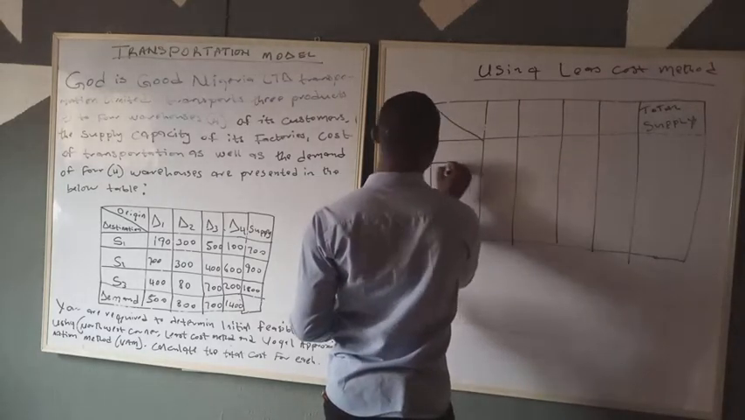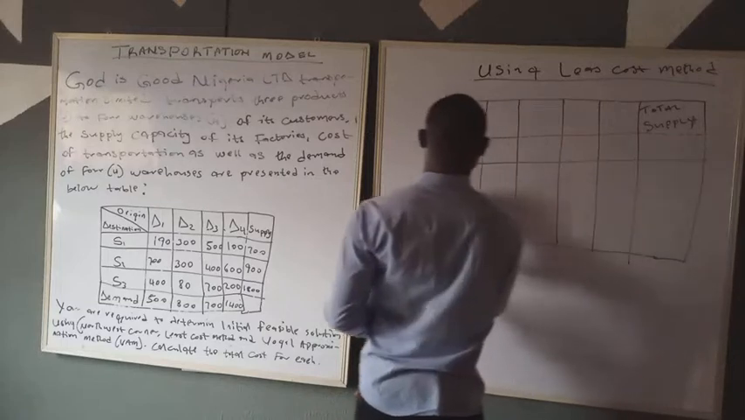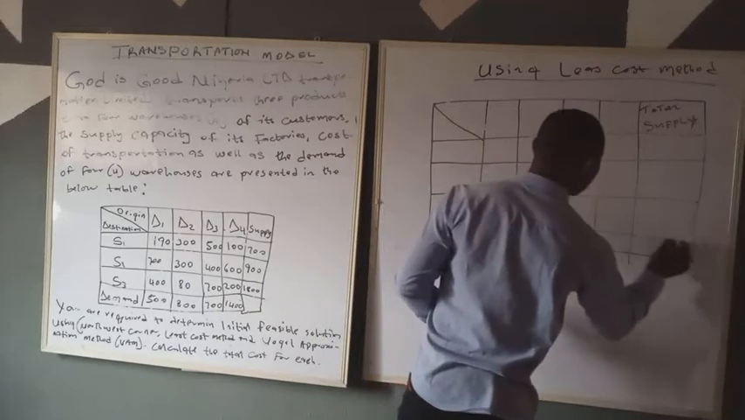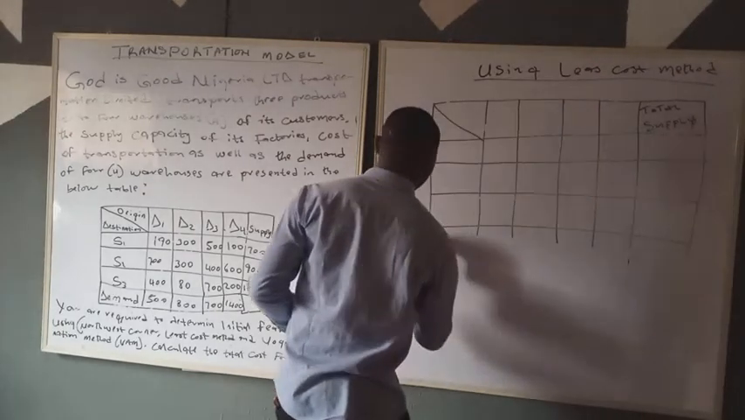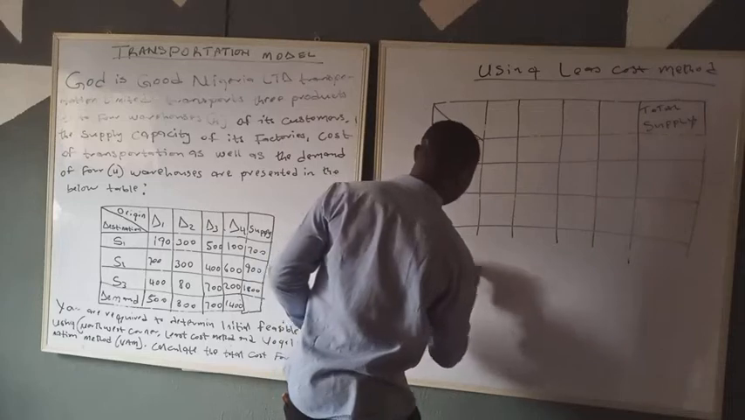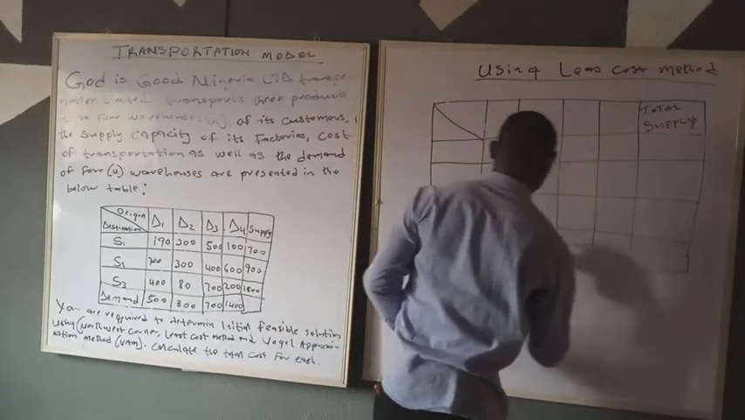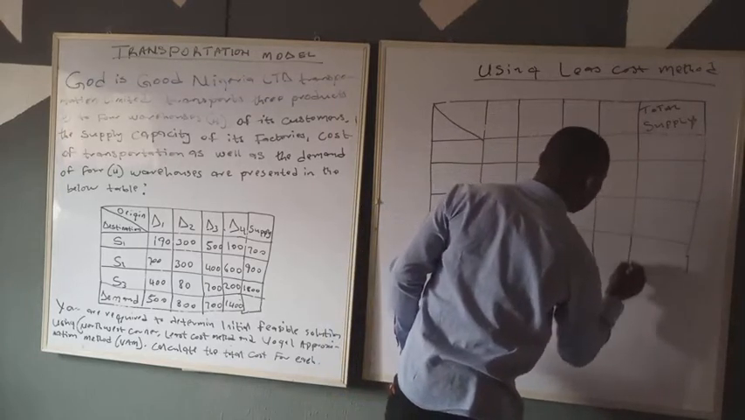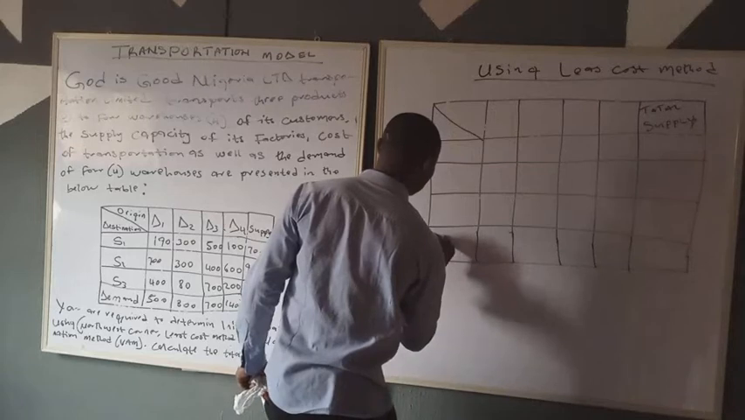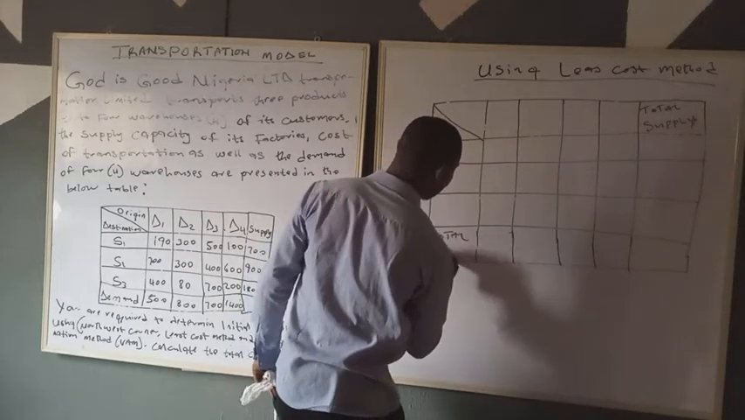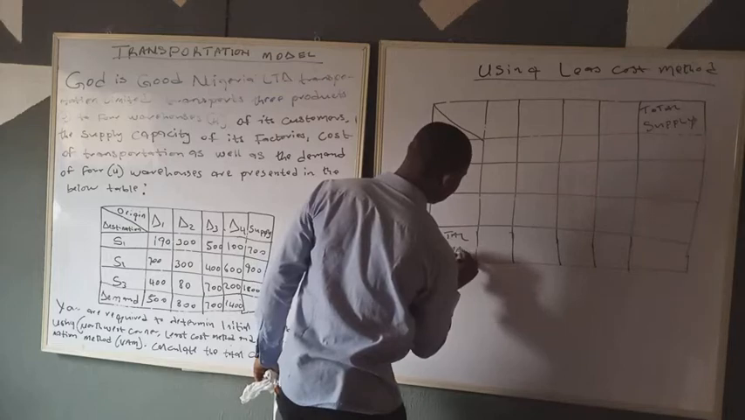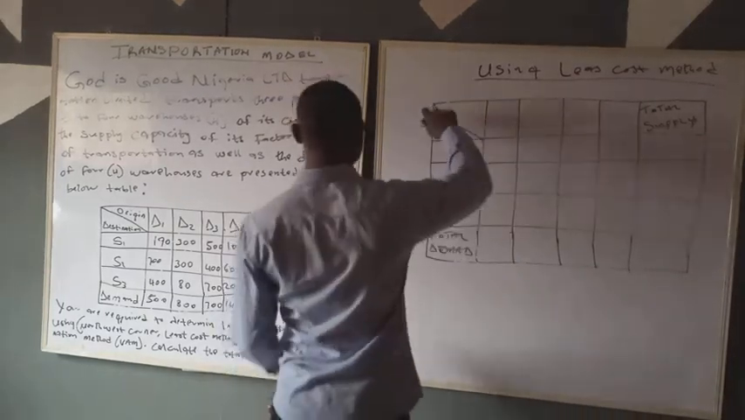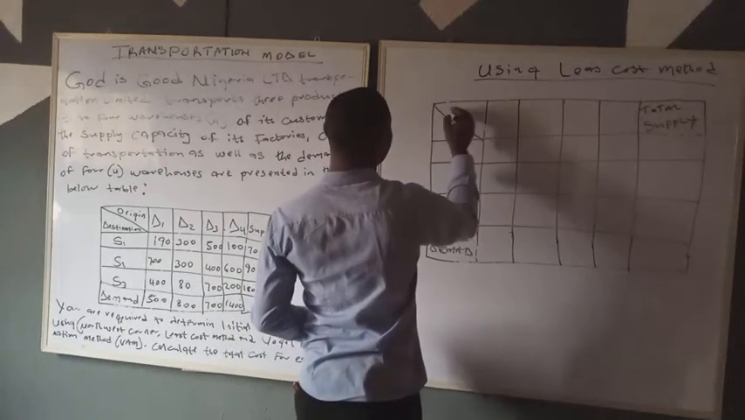Then we have supply 1, supply 2, supply 3, and we can have total demand. We have total demand. So this is we have origin and destination.